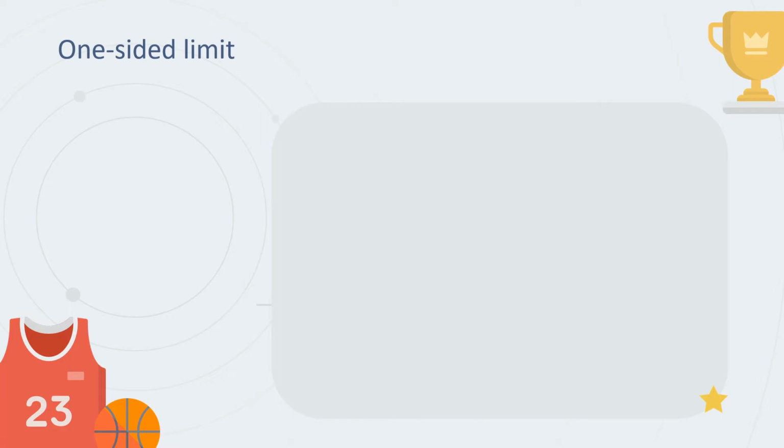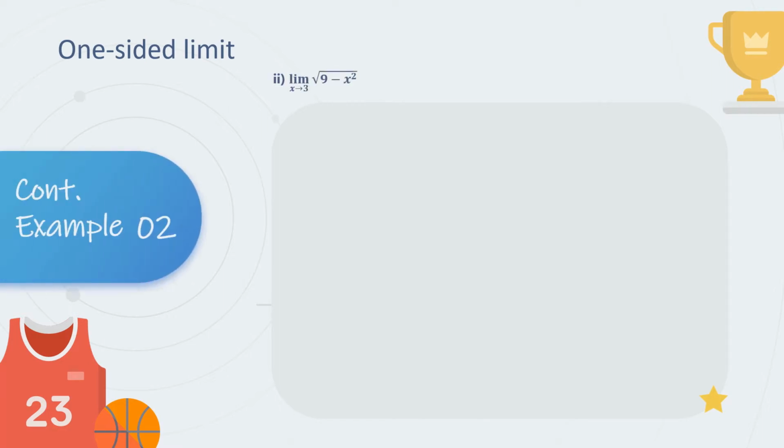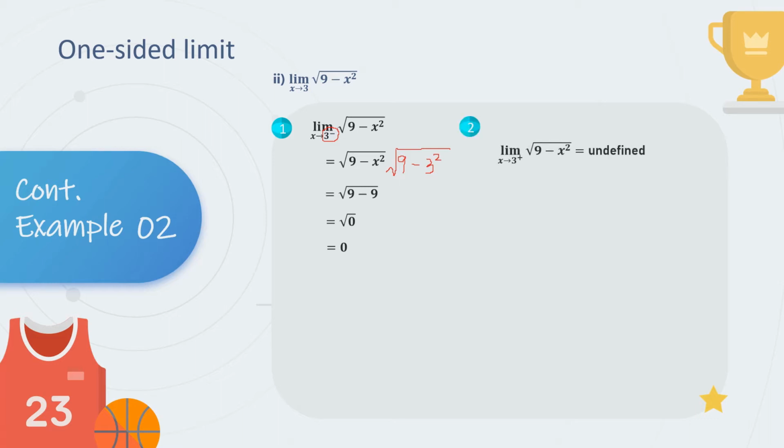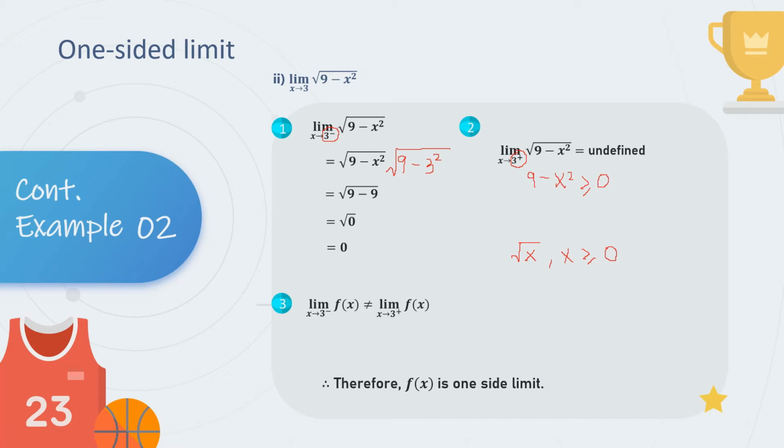Continue with one-side limits. Given the function limit of square root of 9 minus x squared when x approaches 3. For the left-hand limit, substitute 3 into the function. The answer equals 0. For the right-hand limit, it is undefined. Therefore, it is a one-side limit because the left-hand limit is not equal to the right-hand limit. Note that the value under a square root must always be greater than or equal to 0. Therefore, in this question, the value of 9 minus x squared must be greater than or equal to 0.